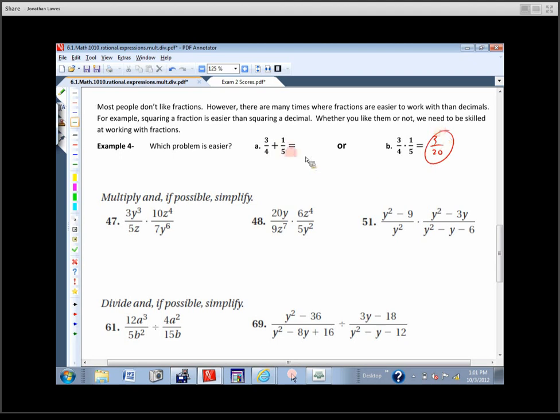If I'm going to do this problem, I've got to get a common denominator, so I need to make this a 20 by multiplying the top and bottom by 5. Multiply the top and bottom by 4. So this is, well, let's see, that's 15 over 20 plus 4 over 20, so I get 19 over 20. That's a bit of a pain. So, oddly enough, even though generally adding and subtracting is easier, with fractions, it's actually better to learn multiplication and division first. Okay, any questions?